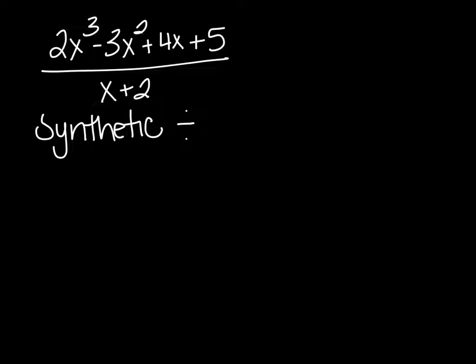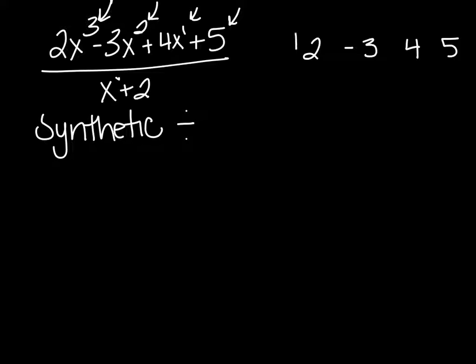Another method we can use to divide is called synthetic division. I can only use synthetic division when my divisor is to the first degree. To set up synthetic division, first I make sure that every degree is accounted for: degree 3, degree 2, degree 1, degree 0. So I'm going to take the coefficients, which are the numbers in front of the x's, and line them up: 2, -3, 4, 5.